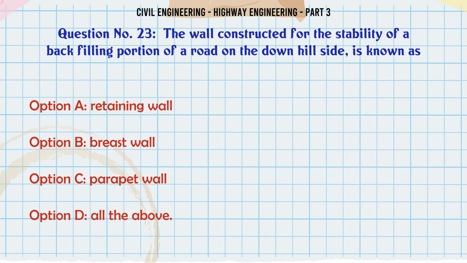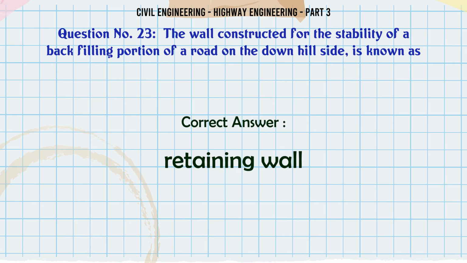The wall constructed for the stability of a backfilling portion of a road on the downhill side is known as A. Retaining wall, B. breast wall, C. parapet wall, D. all the above. The correct answer is retaining wall.